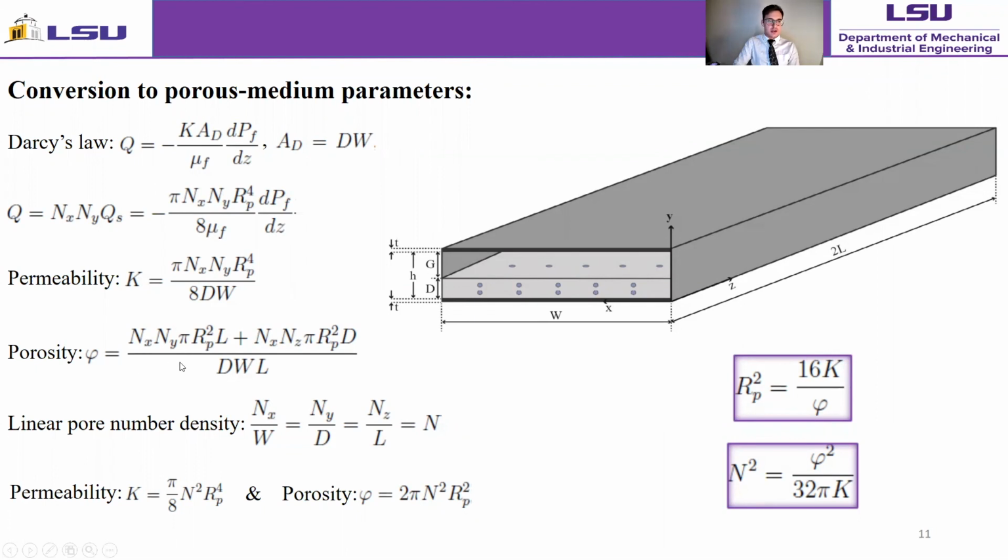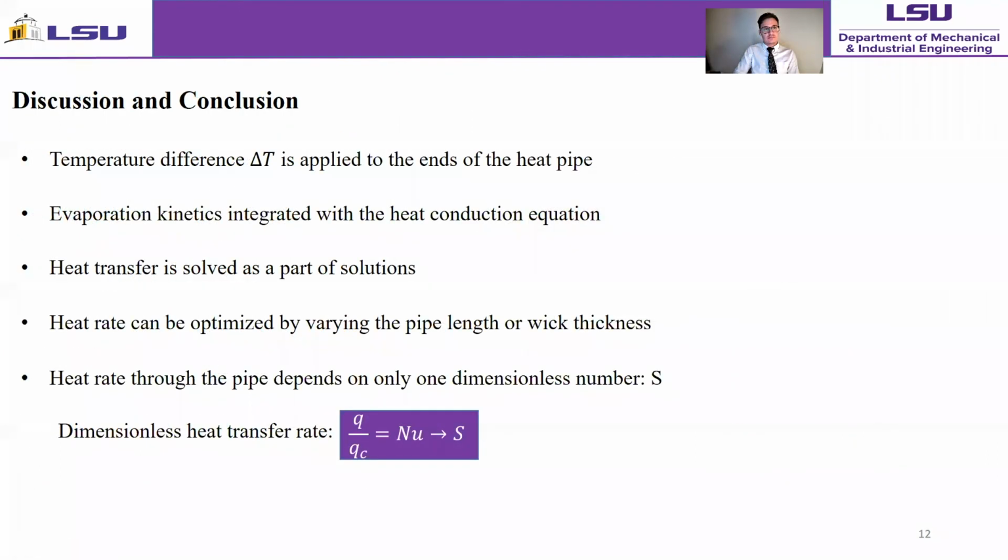Porosity is the ratio of the volume of the pores to the total volume of the wick. For an isotropic porous medium, the linear pore density in the X, Y, and Z directions should be the same. Therefore, we define a linear pore number density N, and consequently, we are able to find the pore radius and linear pore number density in terms of permeability and porosity of the porous medium.